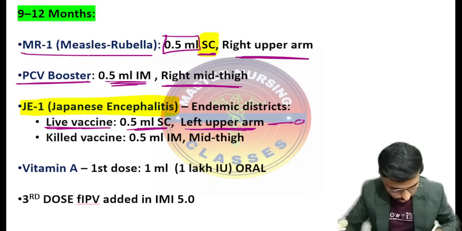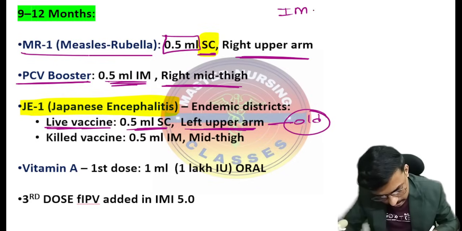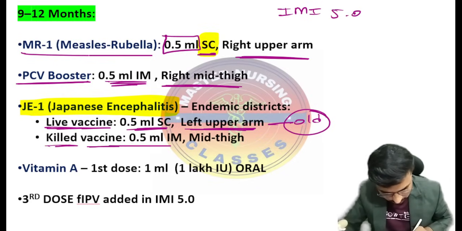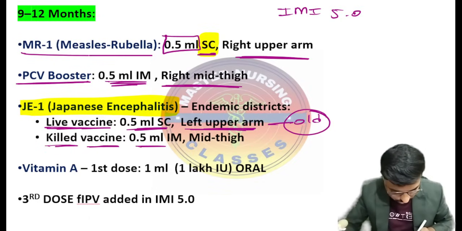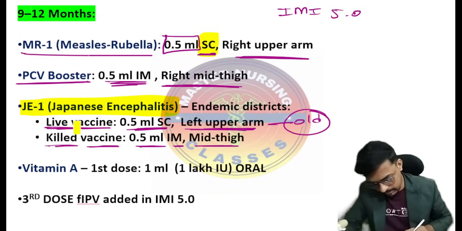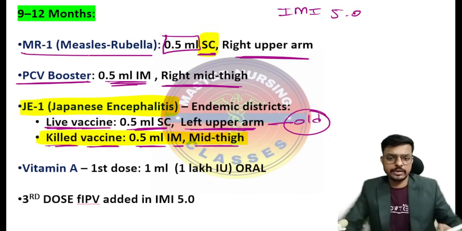So this one is the old one. Now in the Intensified Mission Indradhanush 5.0, the killed JE vaccine is added. That one we are giving 0.5 ml by the intramuscular route, at the mid thigh. So now the killed JE will be added to our very important national immunization schedule.